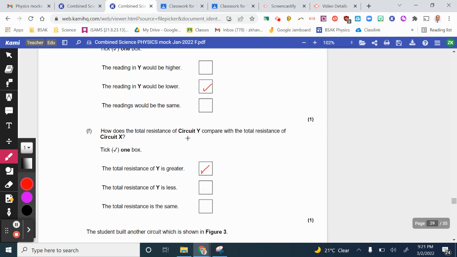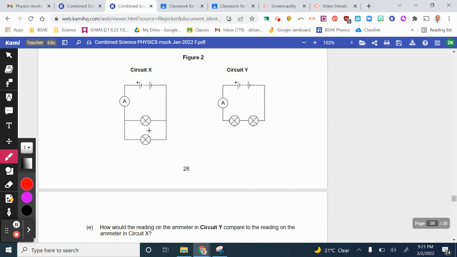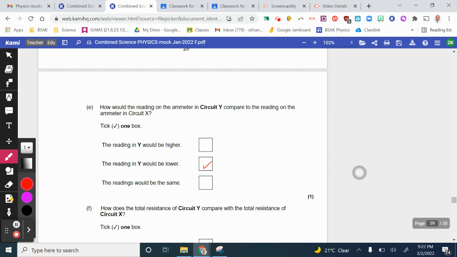So how does the total resistance of the circuit in Y compare with the total resistance in X? And as we saw, when we connect the same components in parallel, the total resistance drops. So this will be low. And when we connect two components in series, the total resistance gets high and the current will drop. And as a result, the resistance is high. So the total resistance is high here, total resistance is low there because there's more current going through that.